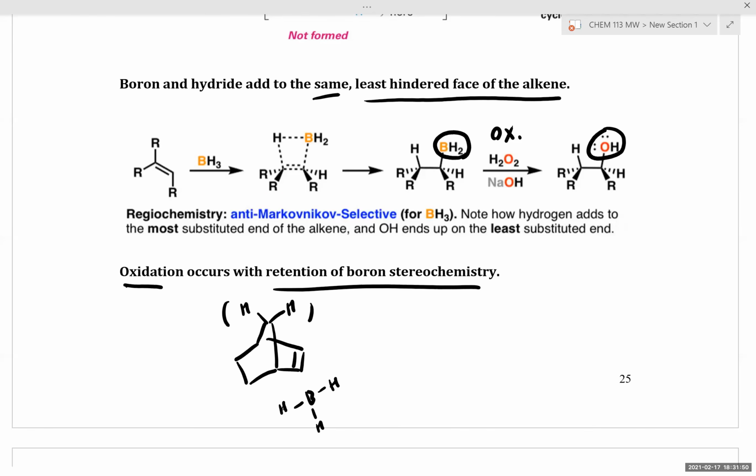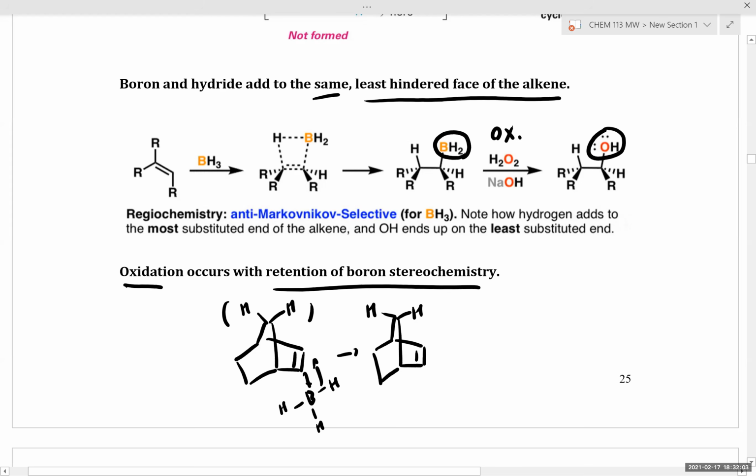Does that make sense? Yes. So it's essentially built on this idea: if molecules have differences in steric hindrance, hydroboration will occur from the least hindered face and it will install the boron on the least substituted carbon. Okay. Does that answer your question? Yes, thank you. Perfect.